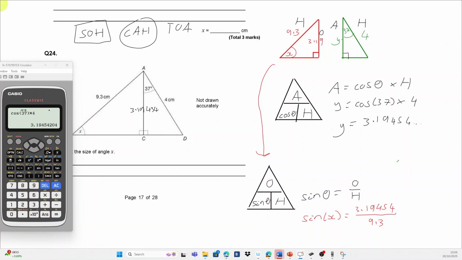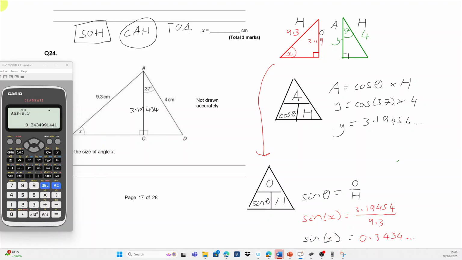Anyway, I'm going to simplify this a little bit and say that sine x is equal to 3.1454 divided by 9.3, and it should be less than 1, which it is, which is good. This number is 0.3434, and so on. Now, that is the value of sine x. Clearly, this angle is not equal to 0.3434.